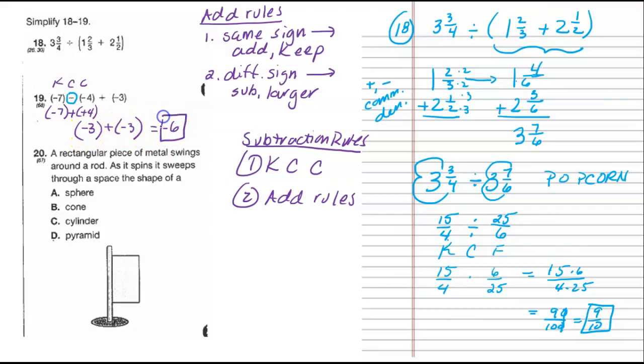The last question is, this rectangular piece of metal swings around. As it spins through space, what is the shape? It's a cylinder. Sometimes they'll use a piece of metal that is a triangle, and you can get a cone, but it's either this or the triangle. Please let me know if you have any questions. Make sure you're writing all of the notes.